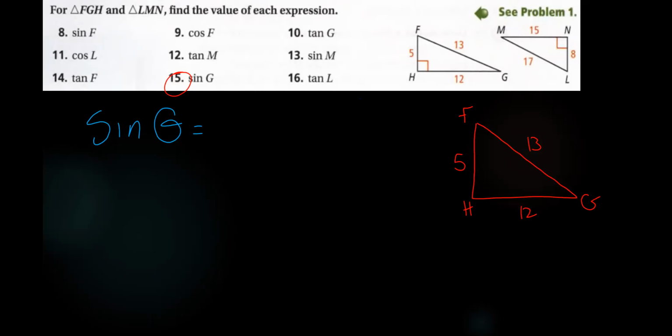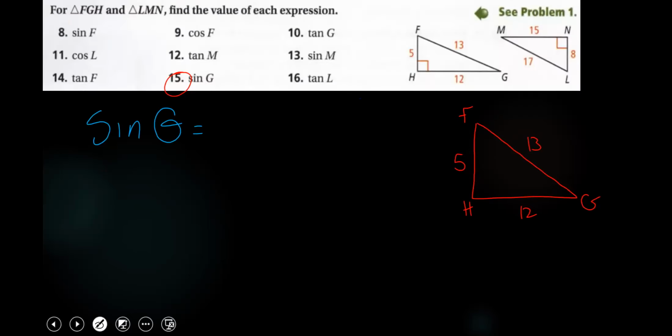Yes, teacher. Yes, Jude. Sine G. So I'm talking about angle G. Is it right? Yes. Okay. For angle G, now where's the opposite? F. No, remember, F, H and G are angles. You have to say it is FH or you say 5. Okay, this is the opposite. Now where's the adjacent?